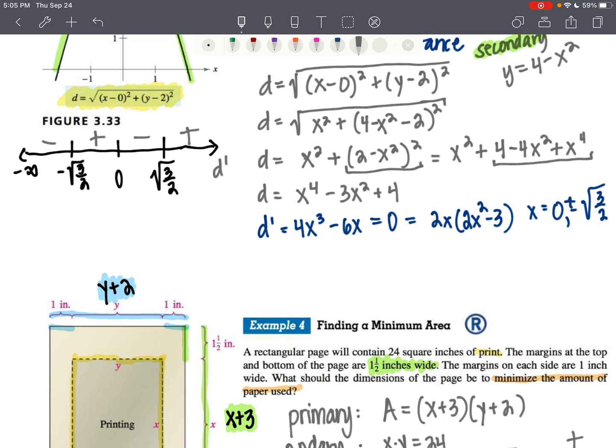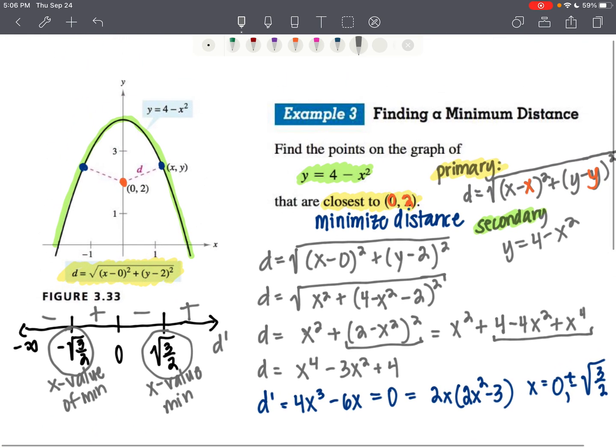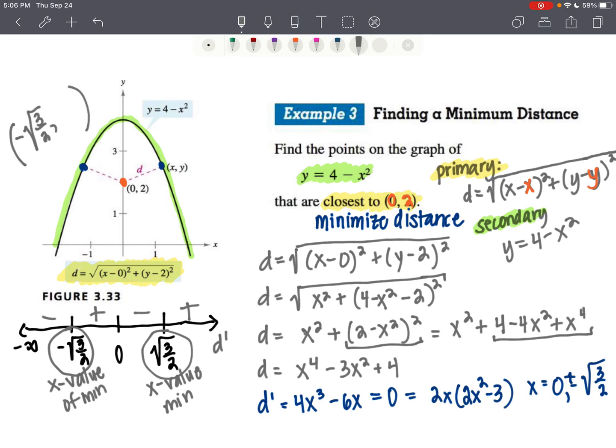So decreasing to increasing is your minimum. So this is the x value of a minimum. And this is an x value of a minimum. So let's go back to our picture. So we've got negative square root of 3 over 2, comma, something. And over here, that's this point right there. And this one is going to be positive square root of 3 over 2, comma, something.